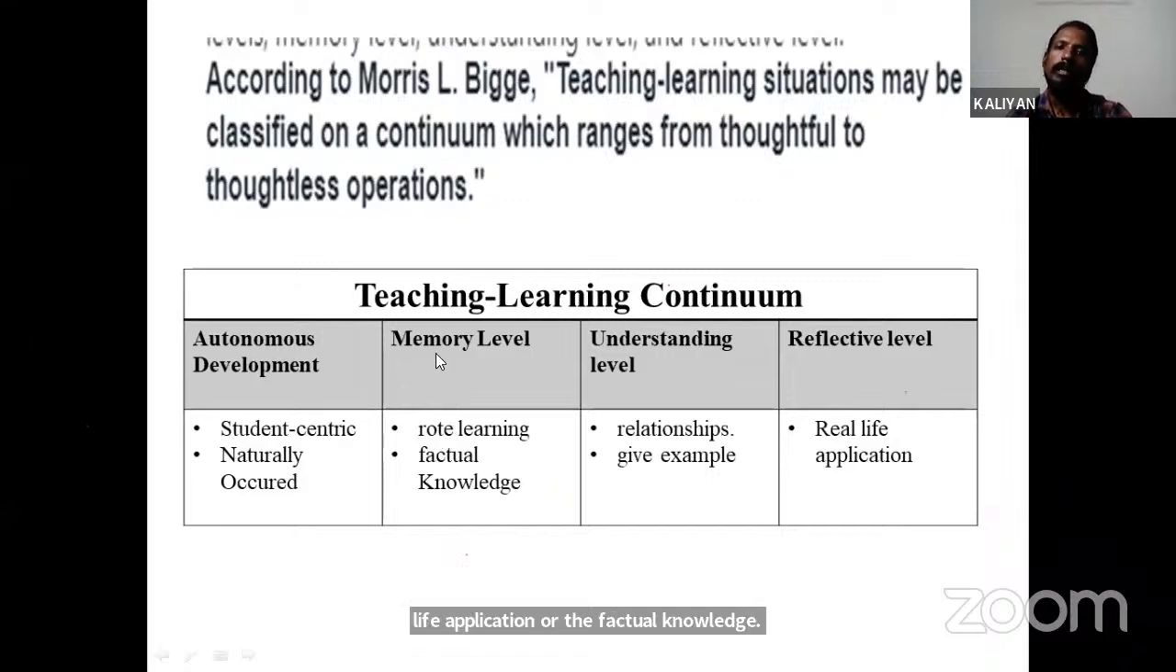These are the teacher learning continuum, given by Morris L. Biggie. These are the levels of teaching and the continuum of teacher learning.